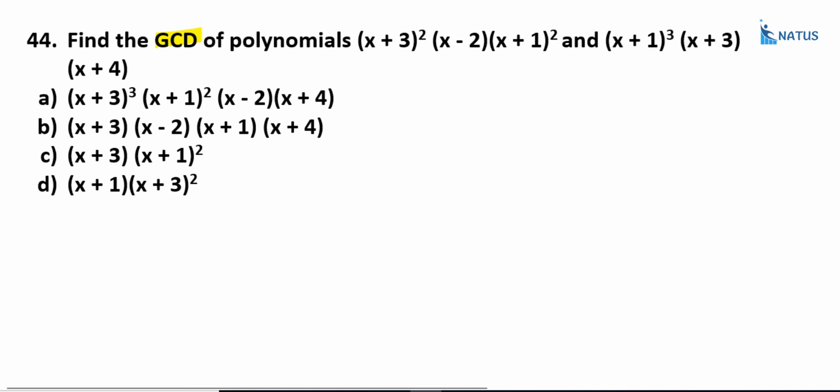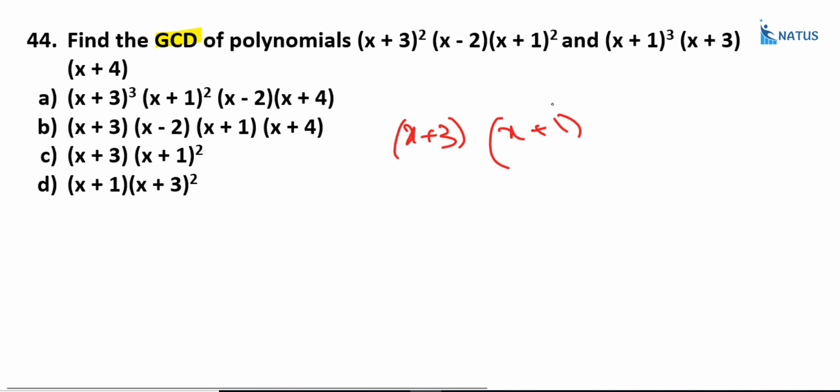Now, suppose you take x plus 3 whole square, here x plus 3 is there. What is the common factor of these two? All of you remember, here you will take a common base. What is the common base? x plus 3 is a common base. This is the first one. And x minus 2 is there, but here x minus 2 is not there. x plus 1 is there. So x plus 1 is a common base of these two.